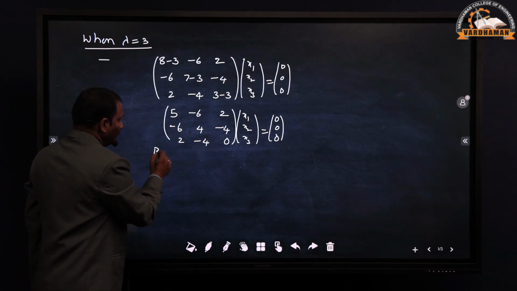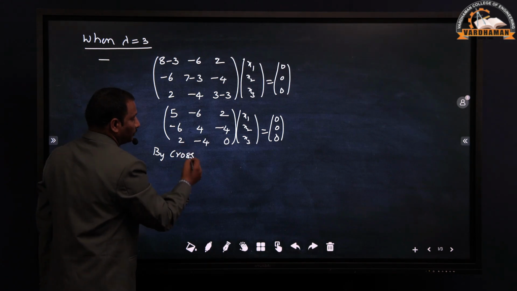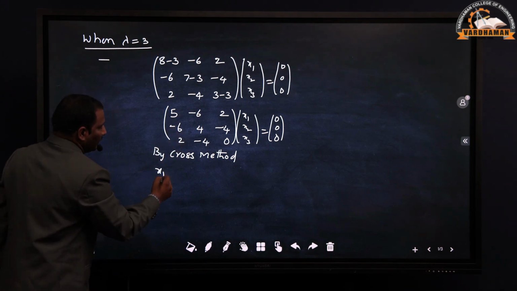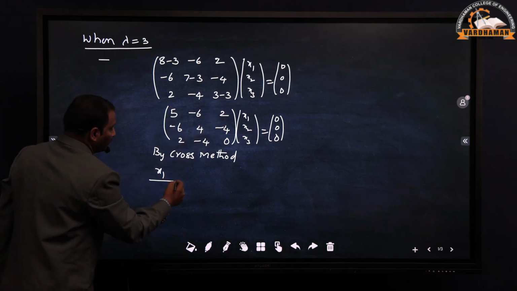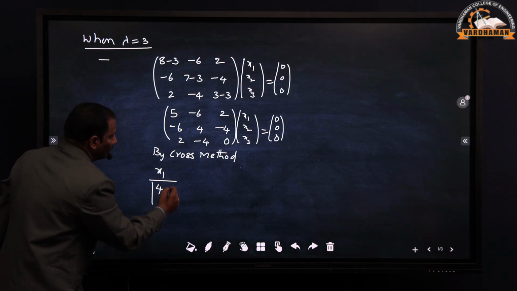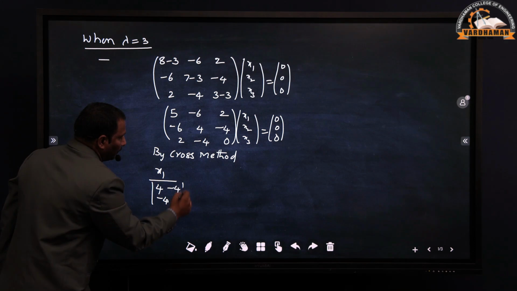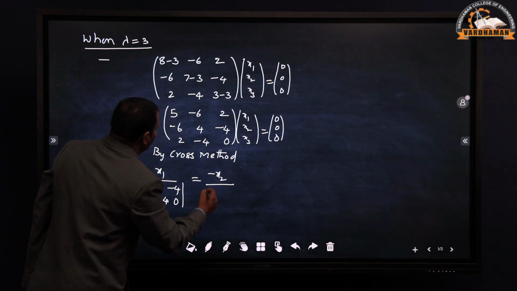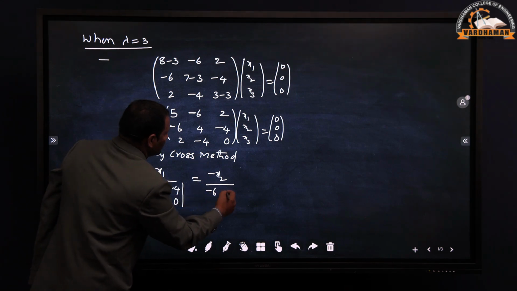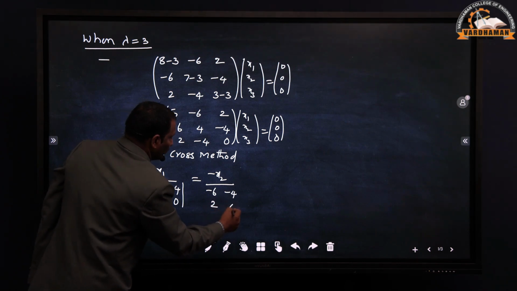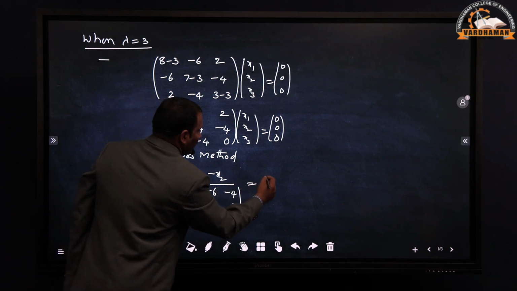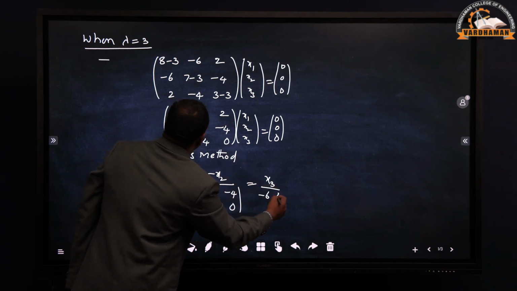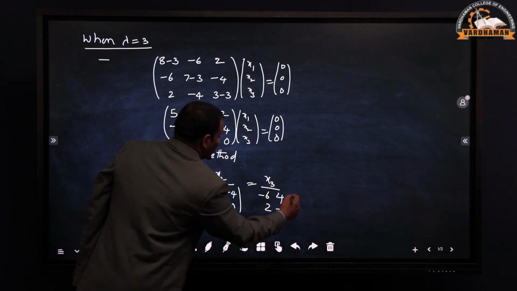Now find the solution using the cross method. To find x1, neglect the first column and first row, and the remaining make a determinant: 4, minus 4, minus 4, 0. For x2, neglect the second column and first row: minus 6, minus 4, 2, 0. For x3, neglect the third column and first row: minus 6, 4, 2, minus 4.